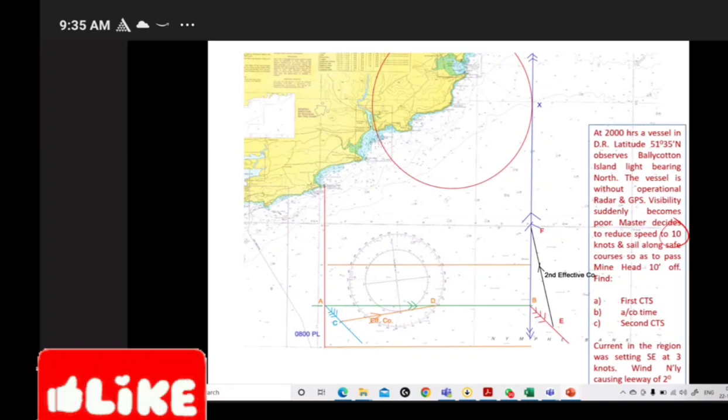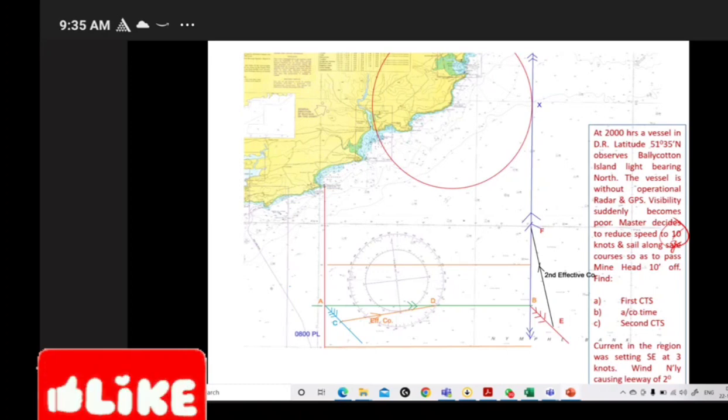Listen. If somebody says after the alteration, master decided to reduce the speed further to 8 knots, then you will take 8 here. Correct? Or master decided to increase the speed to 11 knots, then you will take 11. But since there is no change mentioned in the question, the speed will remain 10 only, the engine speed. So guys, this will be the second effective course.